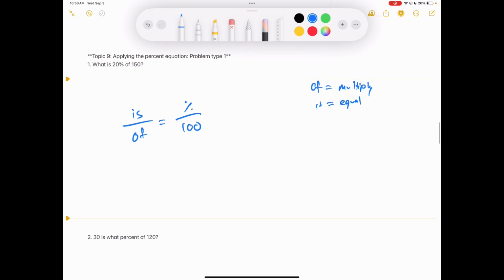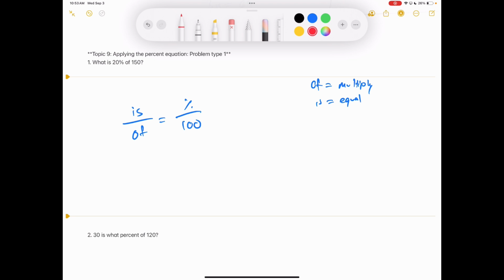Let's see if it works. I'm pretty sure this is a shortcut to these problems. I do have a few shortcuts in here. All right, so my is is x, because that's saying what is 20% over 100 of 150. So you write where the words go with those numbers right there. Okay? And then you are going to use cross multiplication.